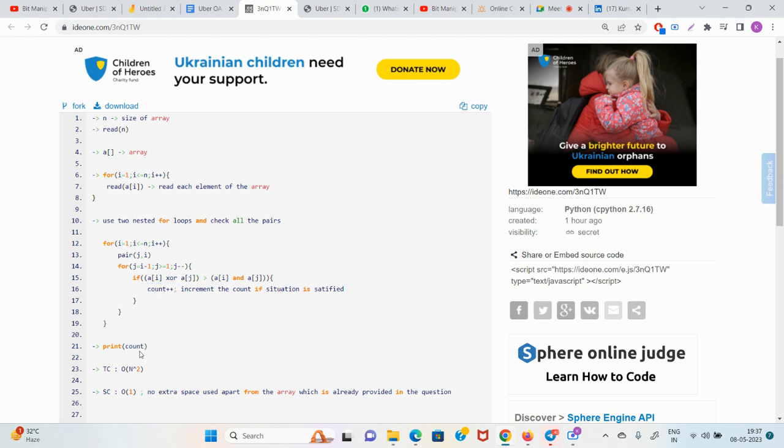Okay, and then I will print the count. Simple. I'm using two pointers i comma j, and for each pair I am able to check if the condition is satisfied or not. If it is satisfied, I increment the count, I print the counter.